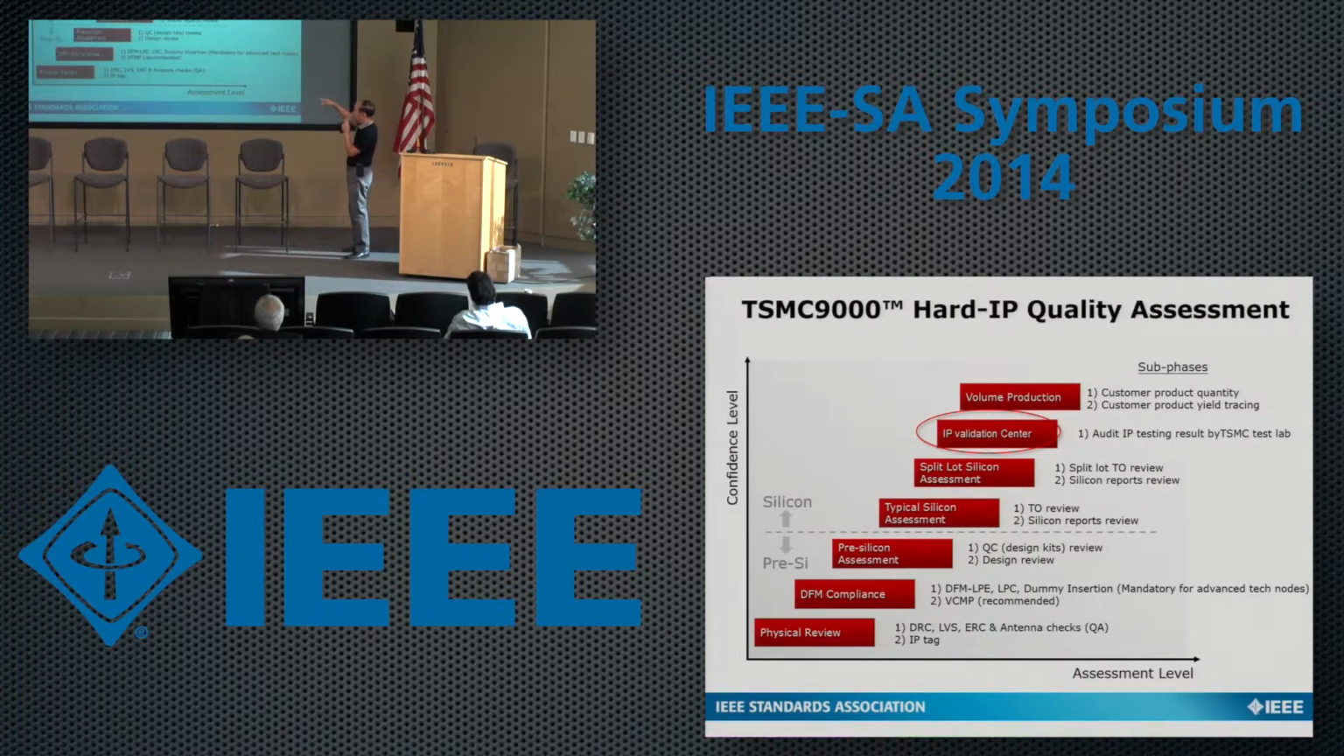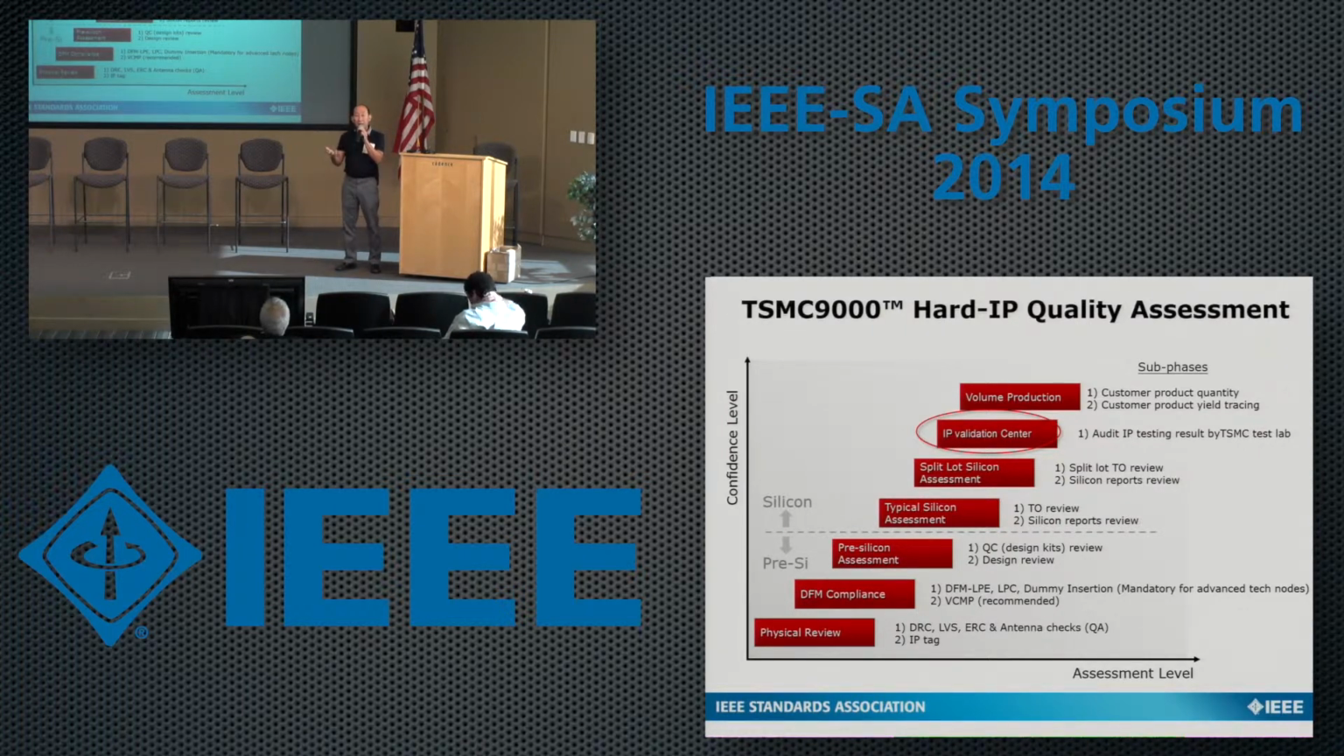And then certainly DFM compliance: is this IP compliant to all DFM requirements? So LPC, lithography pattern check, CMP, DFM, LP, a bunch of those need to pass. And then before I go to silicon, there's a number of assessments: QC, design kit review, and design review. After silicon back, there will be tape out review, silicon report review, and then we have all these split lots. And the one in the circle is a new one that we just added last year, which is the IP Validation Center.